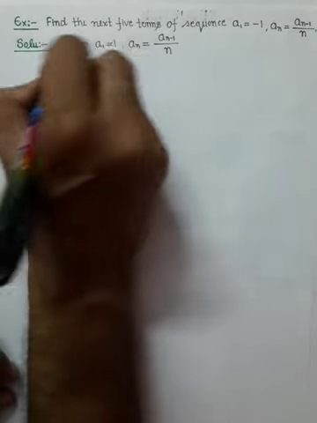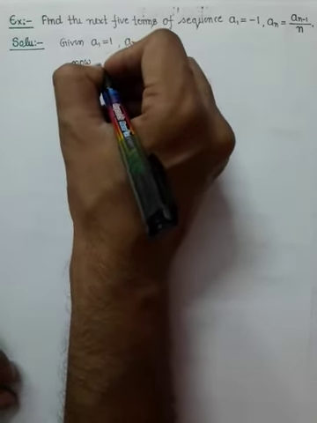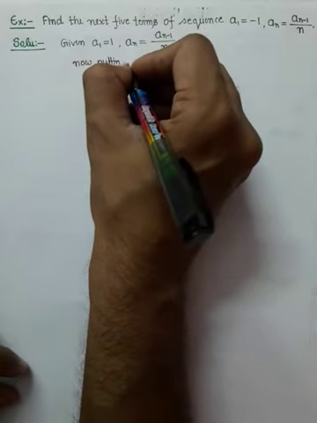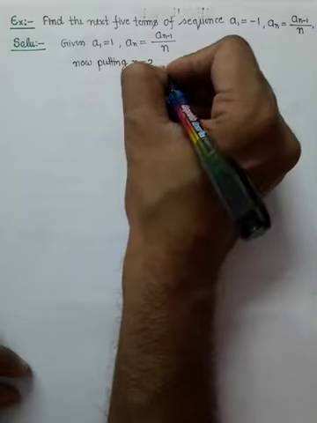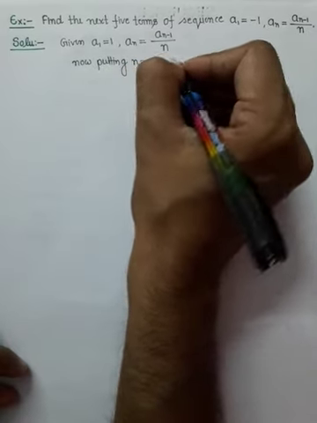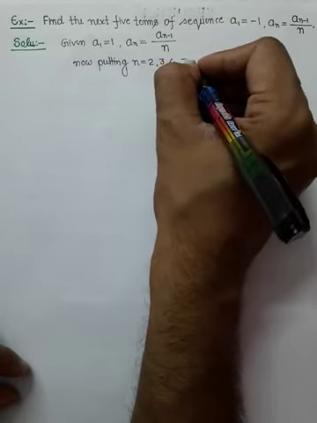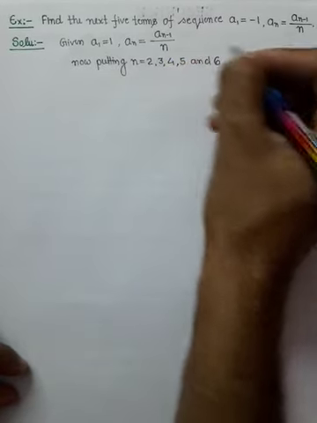So now putting n is equal to 2, 3, 4, 5 and 6.